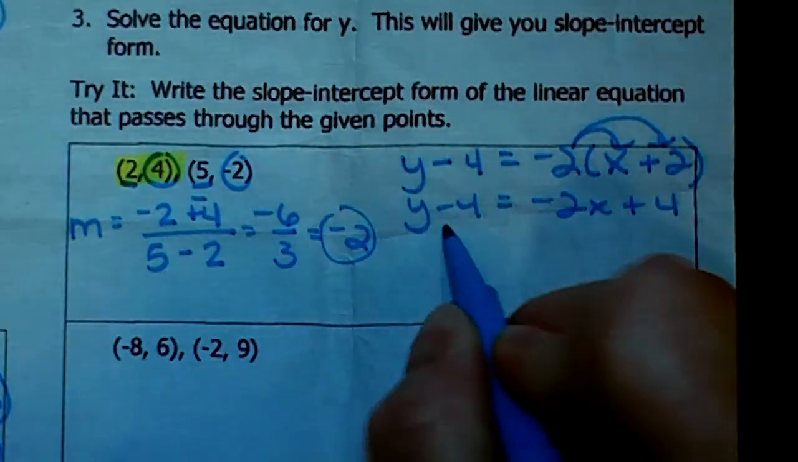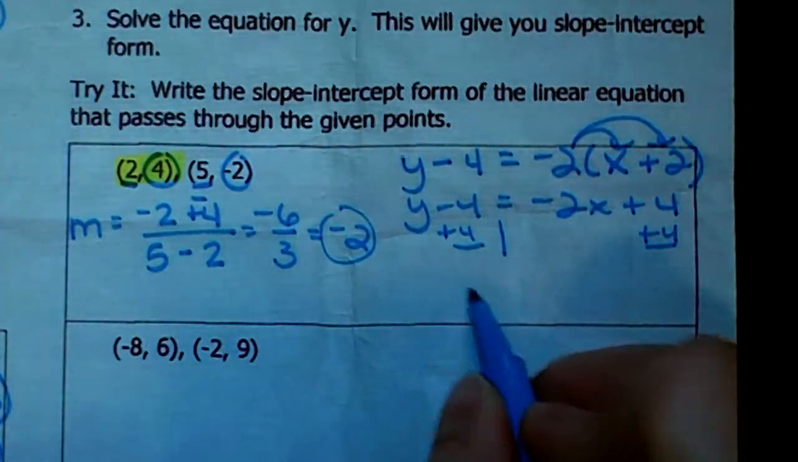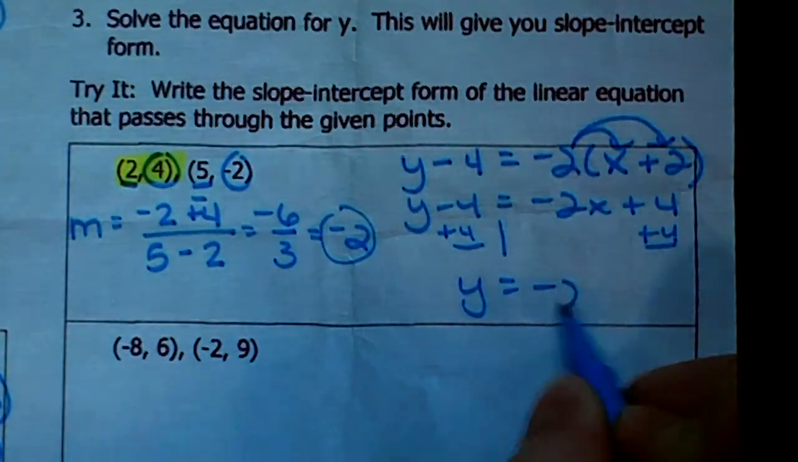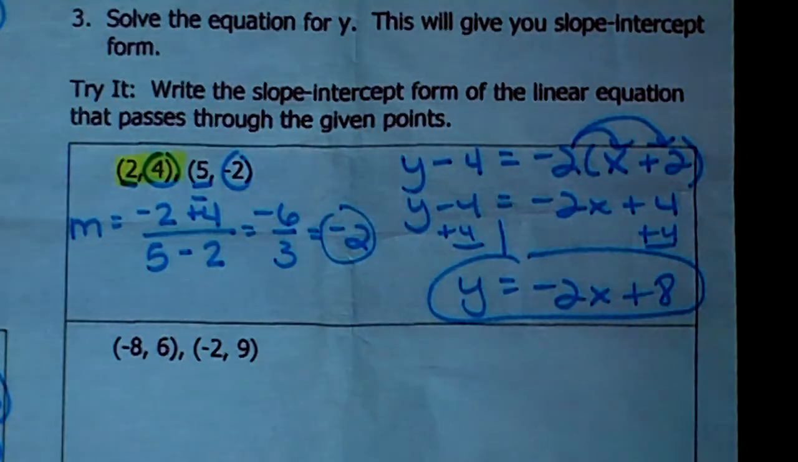Now I need to add 4 so that y can be by itself. And we can see that y is equal to -2x plus 8. Now I can see that my y-intercept is 8. All right, let's try another one.